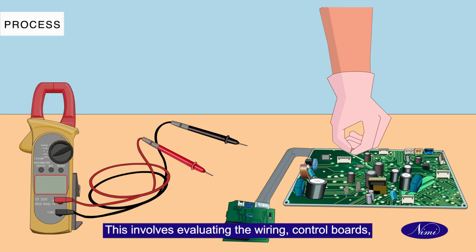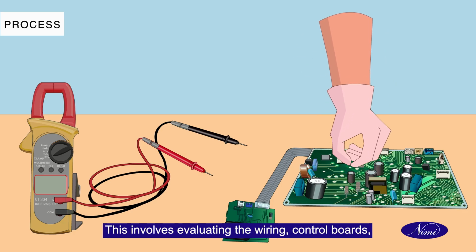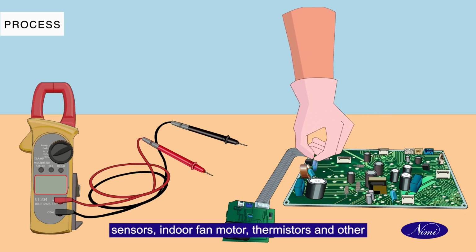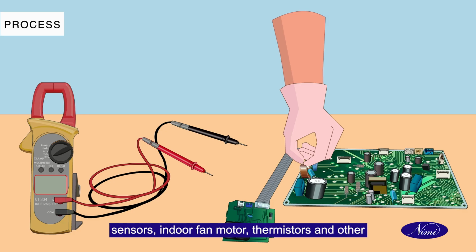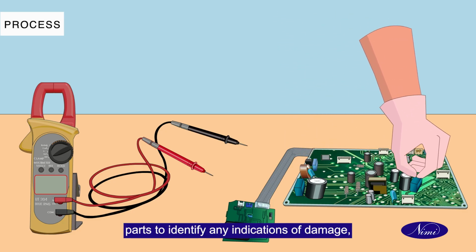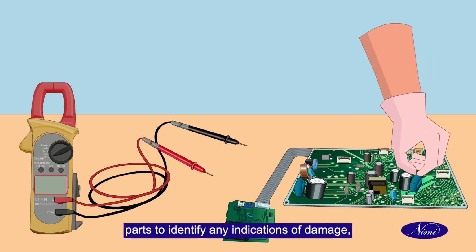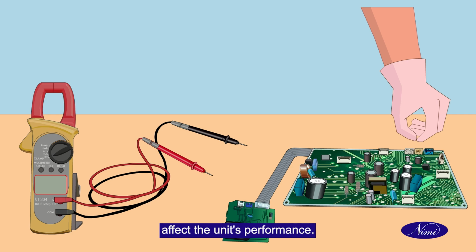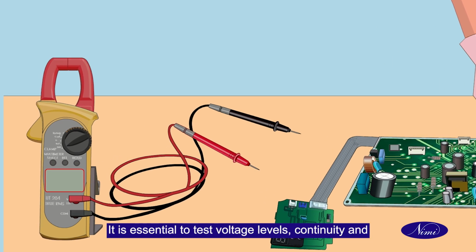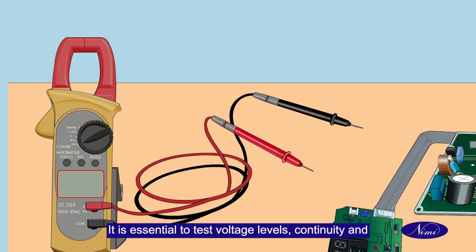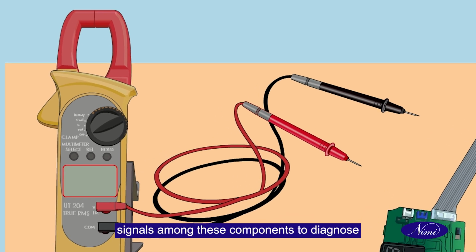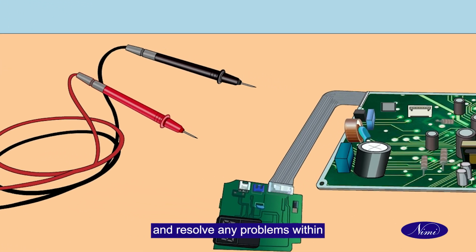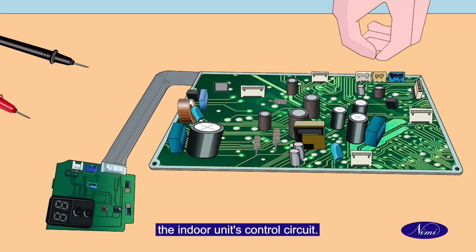This involves evaluating the wiring, control boards, sensors, indoor fan motor, thermistors, and other parts to identify any indications of damage, loose connections, or operational issues that could affect the unit's performance. It is essential to test voltage levels, continuity, and signals among these components to diagnose and resolve any problems within the indoor unit's control circuit.